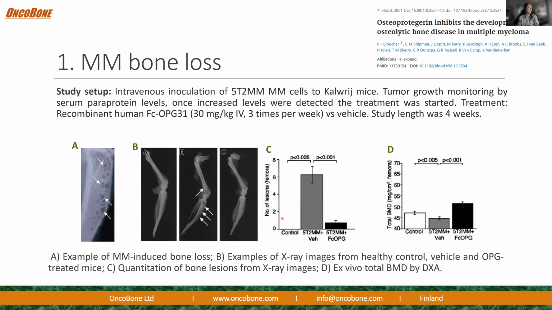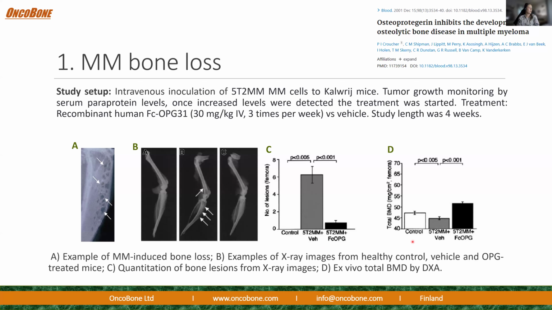This was quantified by counting the number of lesions that they observed in the bone. Here in the control conditions, without any tumor cells, we do not see any lesions. But with the vehicle-treated mice, we do see a lot of them. And in the treated animals, the number of bone lesions goes down. So that goes quite nicely with the case examples of X-ray images presented here.